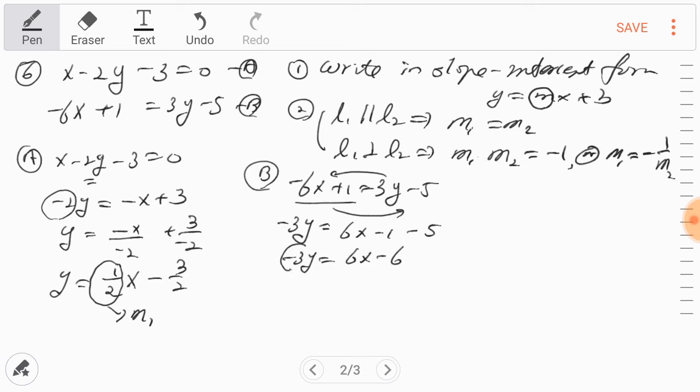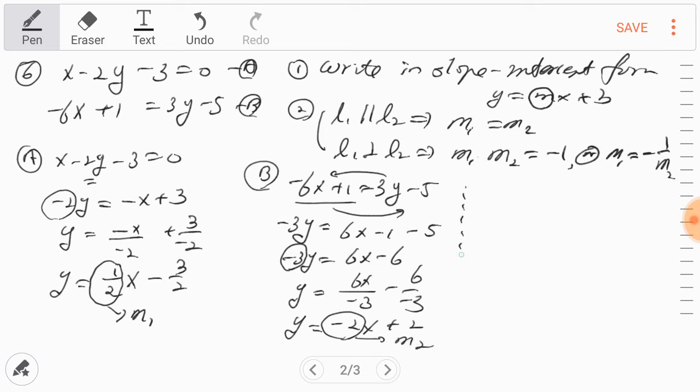And divide each side by negative 3. Then y is equal to negative 2x plus 2. So we have negative 2. This is m2. So let's compare these two.